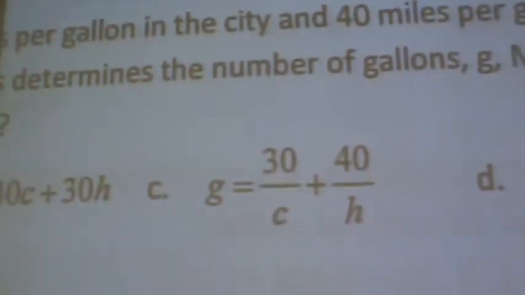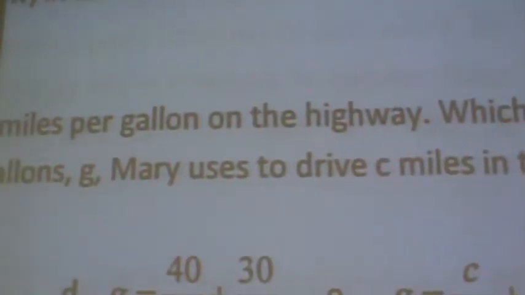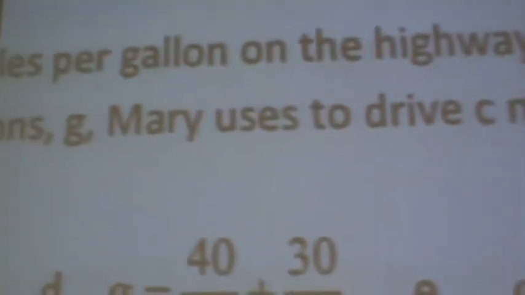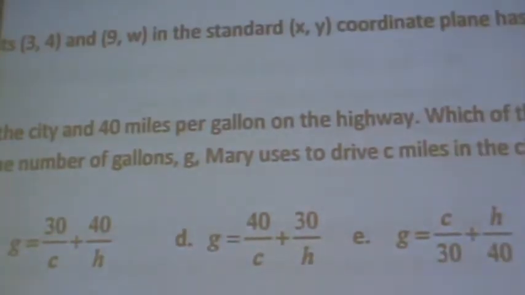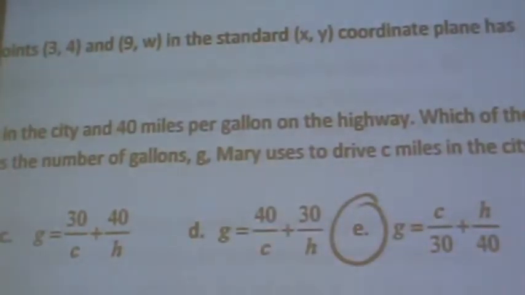Number 27, Mary gets 30 miles per gallon in the city and 40 miles per gallon on the highway. Which of the following general equations determines the number of gallons G Mary gets to drive C miles in the city and H miles on the highway? It's E.